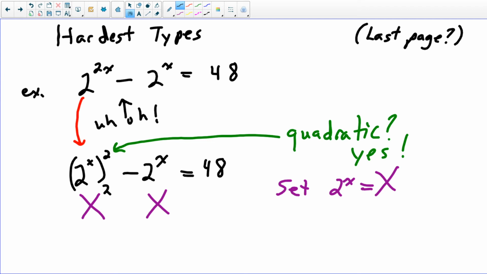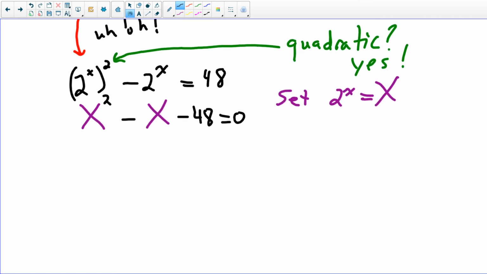This becomes x squared minus x, and I'm going to bring the 48 over to this side at the same time. And that is now temporarily a quadratic. Okay? Now, if I remember correctly, is this quadratic factorable?